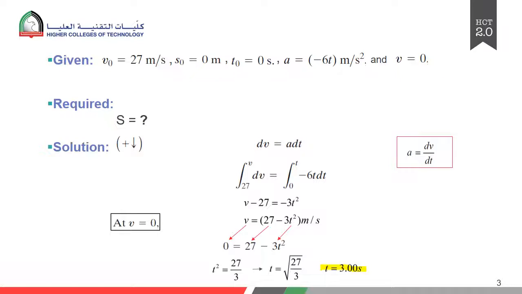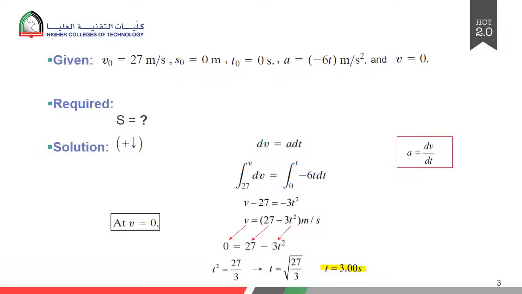Given from the problem, the initial speed is 27 meters per second. The initial distance is 0. The initial time is 0. Because nothing was given regarding the initial displacement and time, they are considered as 0. The acceleration is equal to minus 6t meters per second squared, a function of time. Velocity equals 0. It is understood from "before it stops" that the final velocity is 0. The required is the final distance.